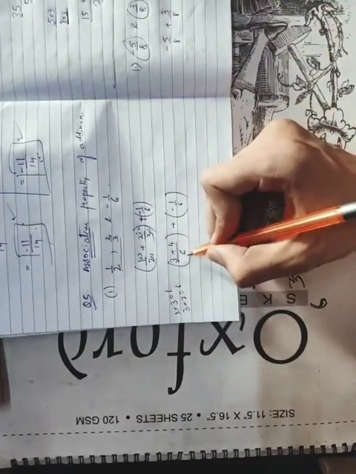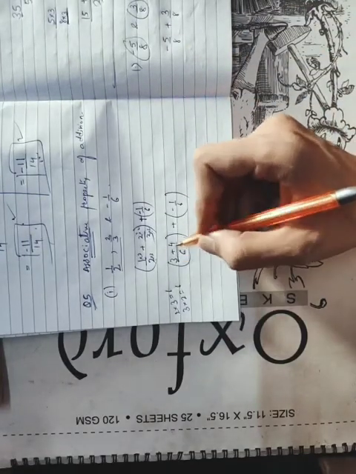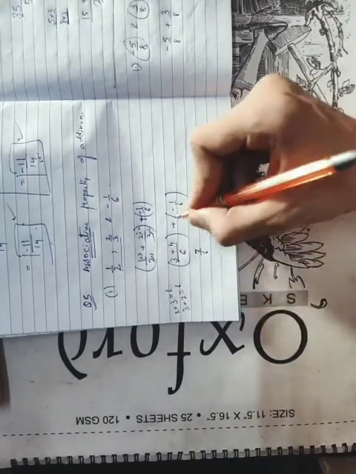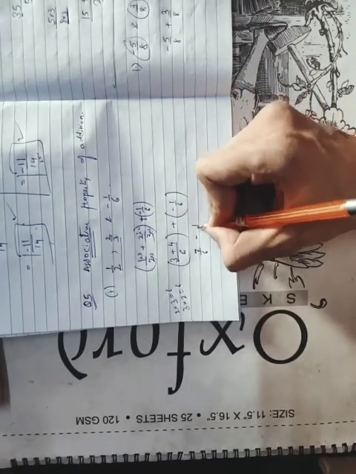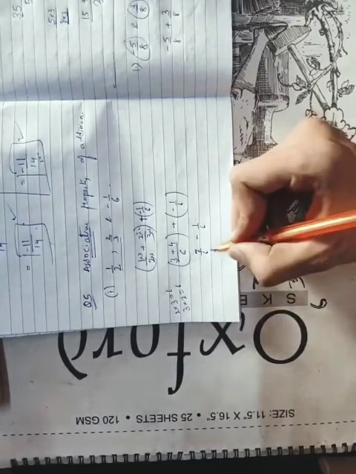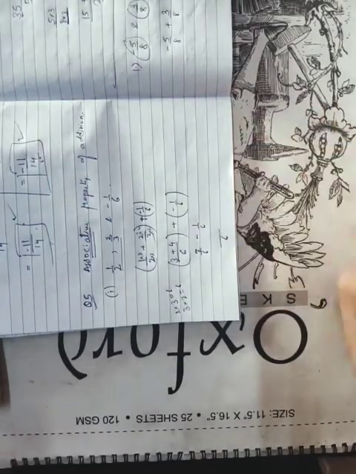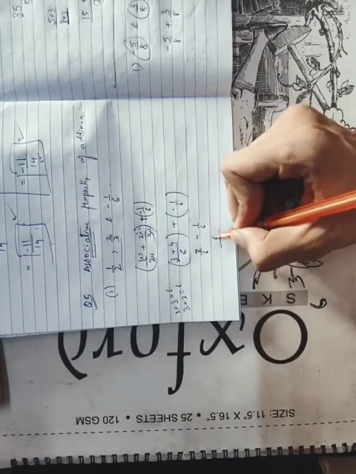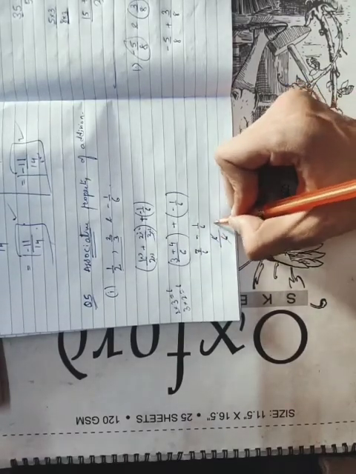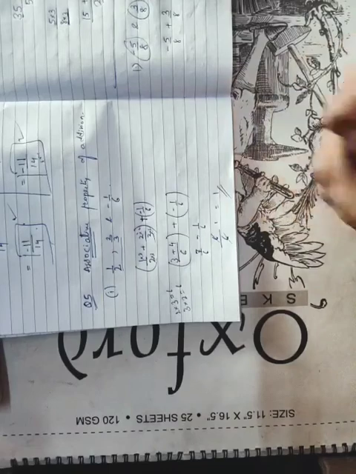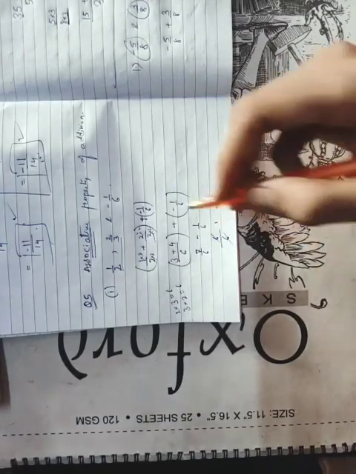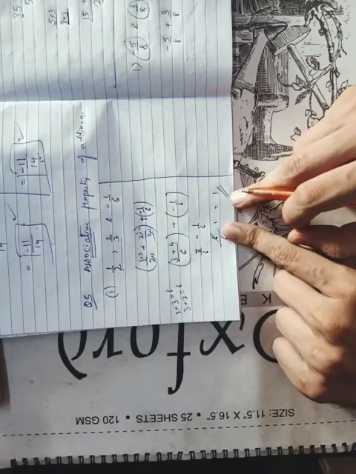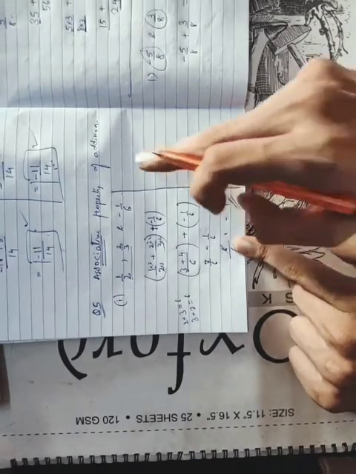Next step. 3 plus 4 is 7, 7 upon 6. Plus into minus is minus 1 upon 6. LCM becomes 6. 7 minus 1, which is 6. 6 ones are 6. So answer is how much? 1. Did you understand this part? Now tell me, what will I do here?